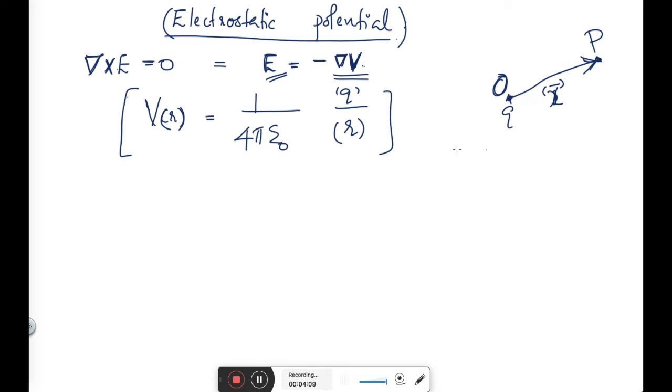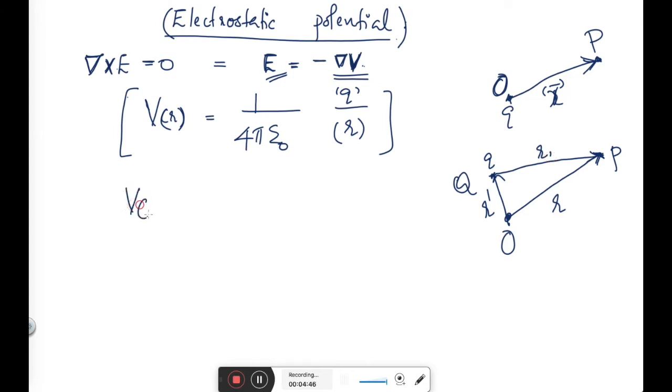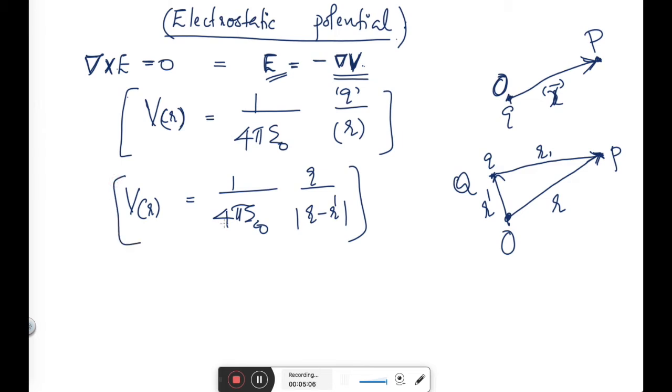And if you keep this Q in such a way that you have an origin here, and you are measuring the potential at position R at point P, whose position vector is R, and the source is kept at another point Q, with position R dash, then instead of R here, the distance from Q to P is R1. So V of R is equal to 1 by 4 pi epsilon 0 Q by R1, and this R1 is equal to R minus R dash. So you can write R minus R dash.